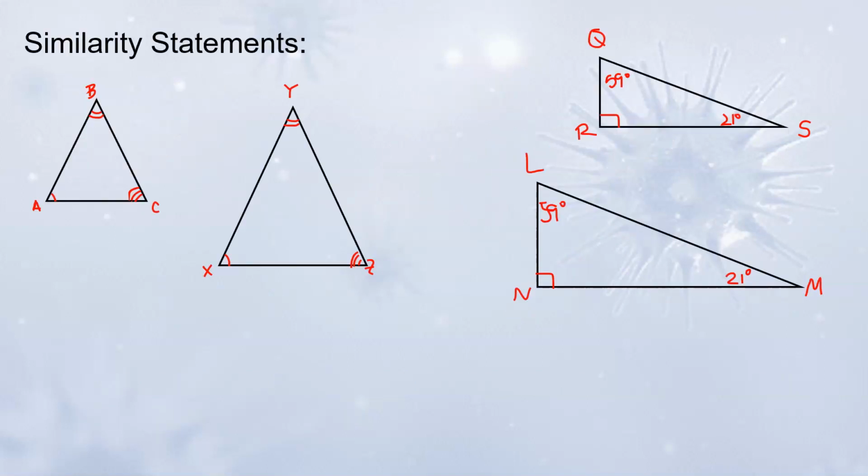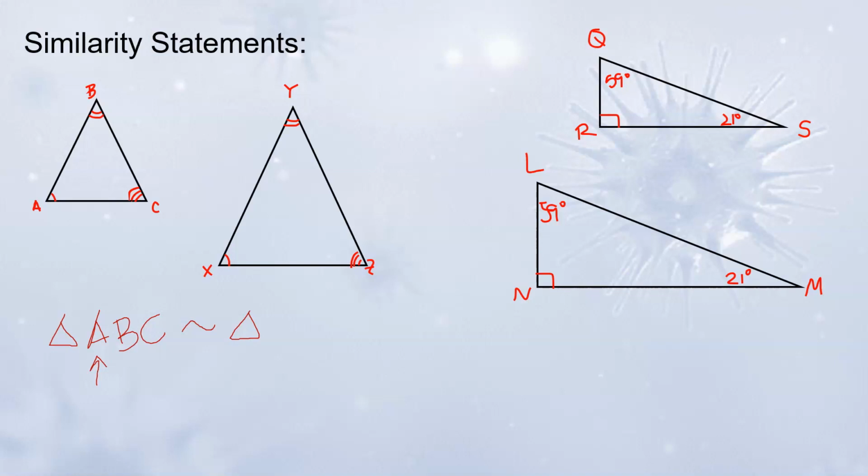Similarity statements are just a shorthand way of writing what triangle is similar to what. I have two sets of similar triangles right here. We're going to start with triangle ABC, and I'm going to write a similarity statement for triangle ABC. If I want to write that triangle ABC is similar to something, then I'm going to use the similar symbol, which is just kind of like a wavy thing. Now I want to say that triangle ABC is similar to another triangle, but I need to make sure that the second triangle lines up in the same order where the angle that is similar to A comes first.